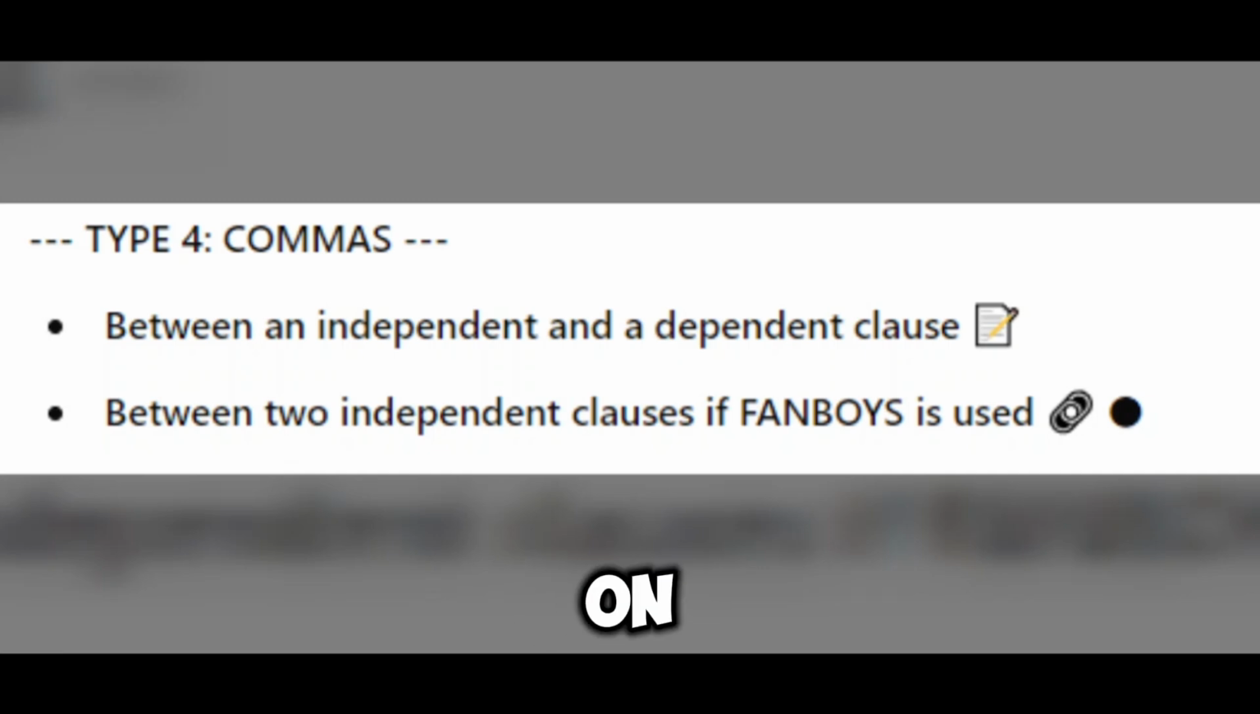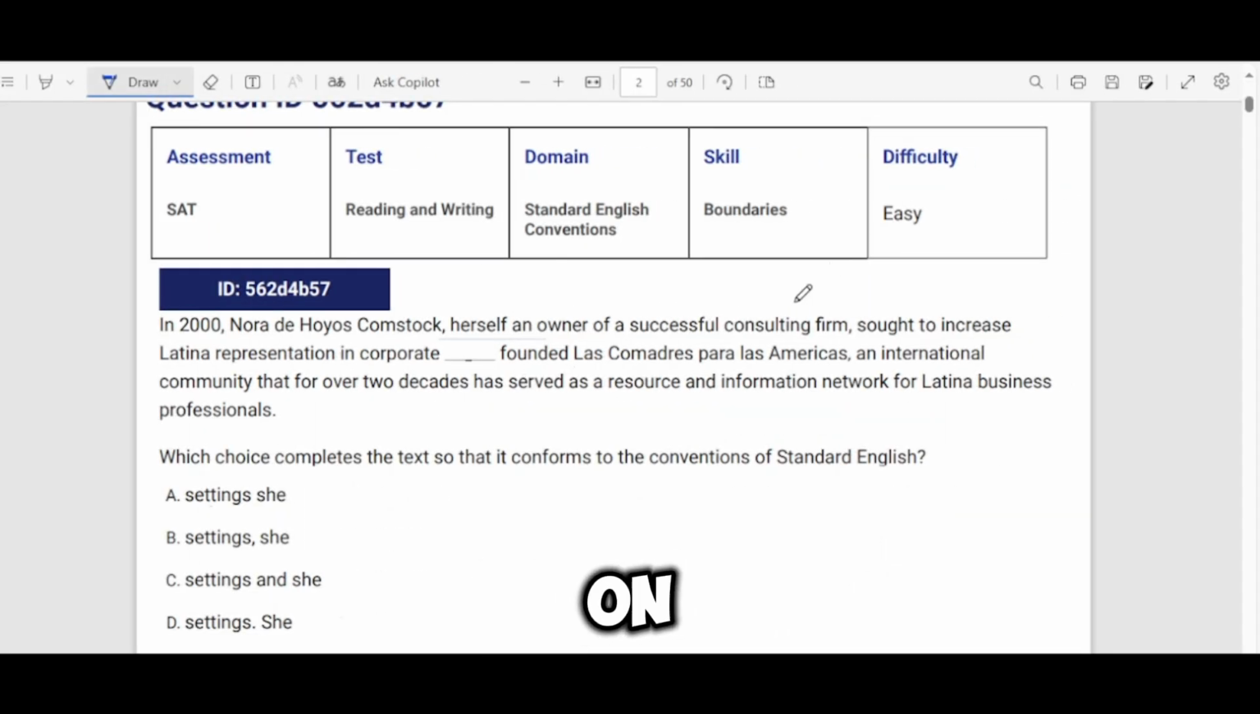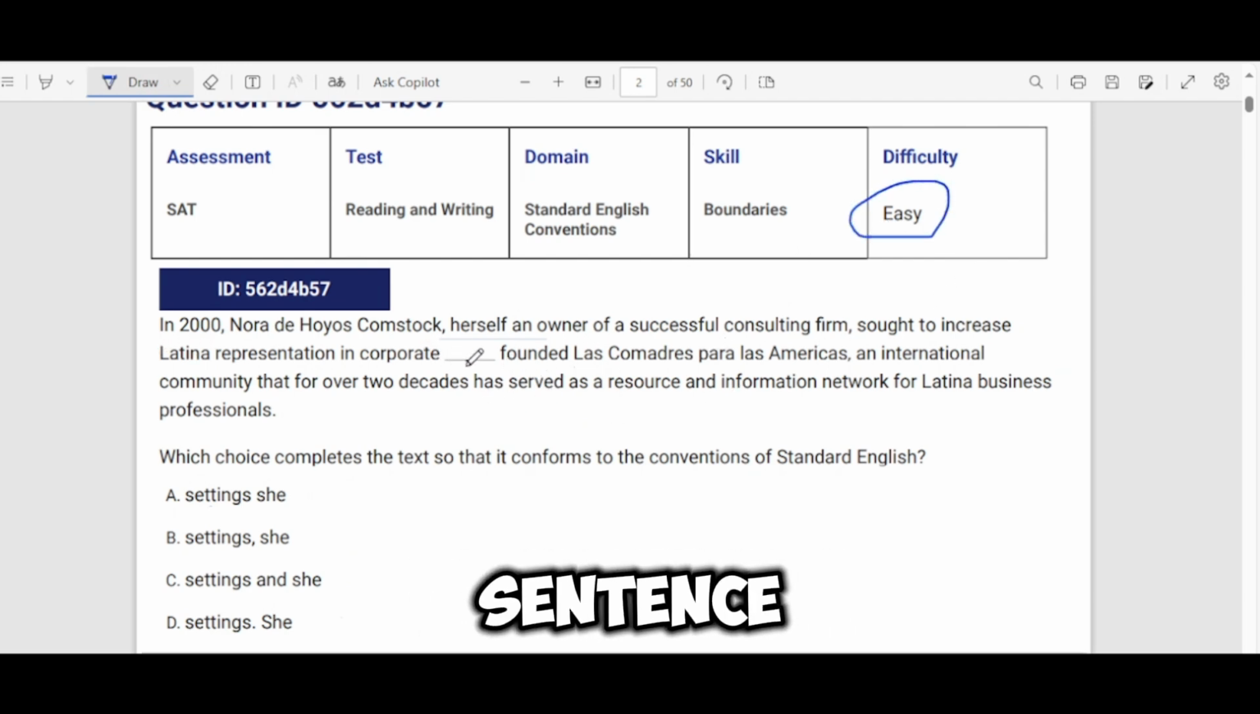Okay, let's move on to the first example. Alright, so moving on to the first example, which is the easiest one. Our main aim here would be to recognize the sentence which is before the blank and after the blank. Okay, and it will become really simple for you.